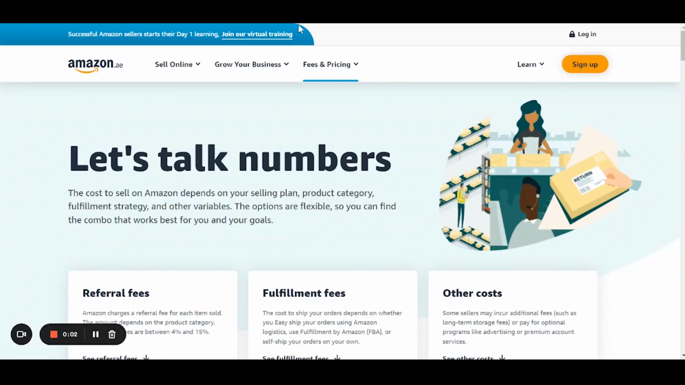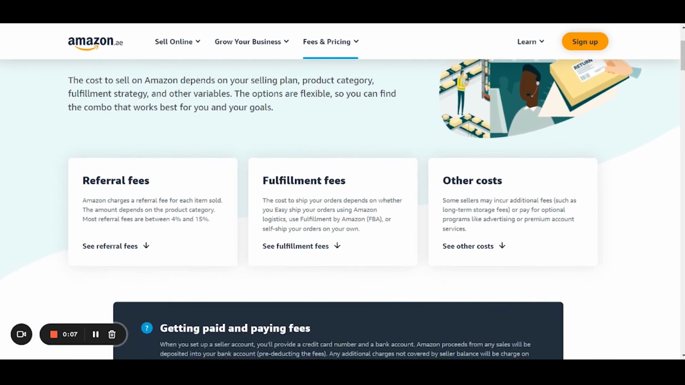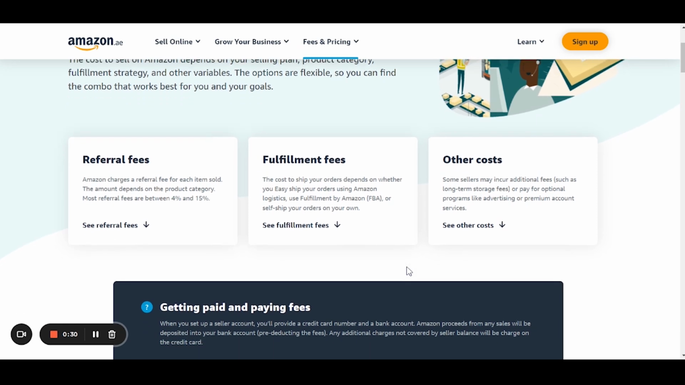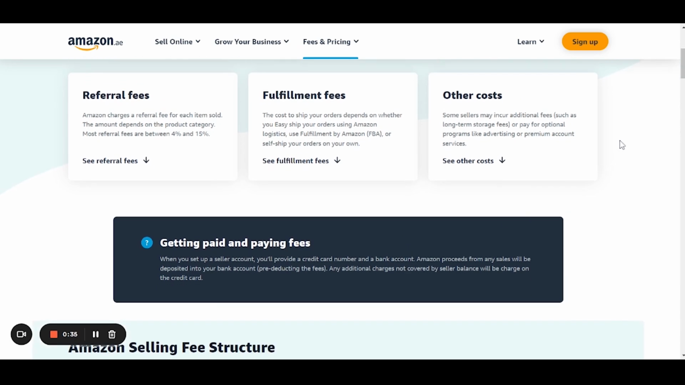First and foremost, let's look at the sell.amazon.ae website, where they are talking about fees and pricing right here. When you want to sell on Amazon, you've got two main fees. You've got your referral fee, which is the percentage that Amazon takes. And you've got your fulfillment fees, which are the fees for if Amazon is going to fulfill your product or if you are going to fulfill it, because there is an additional fee. Maybe you're not going to pay that fee to Amazon, but you are going to pay it to a courier company or something like that if you want to do the FBM model, or fulfillment by merchant.